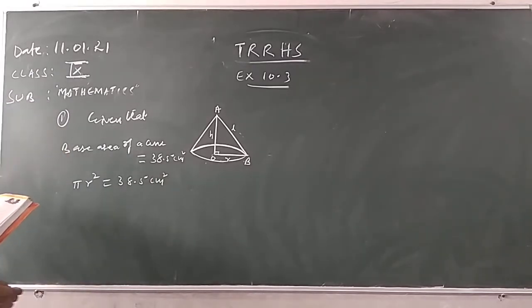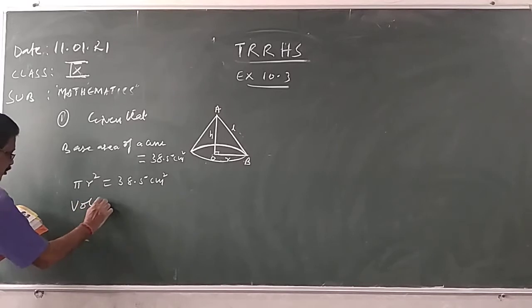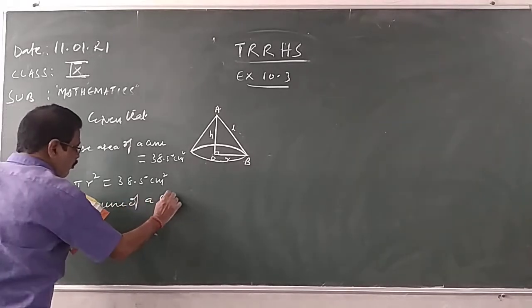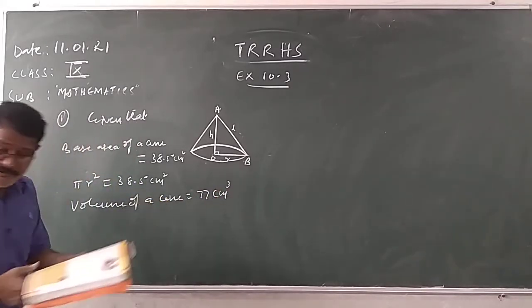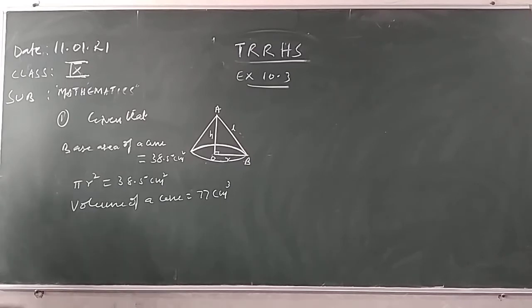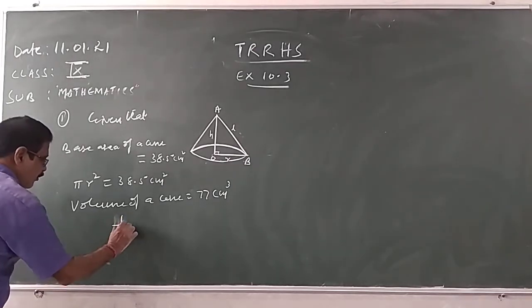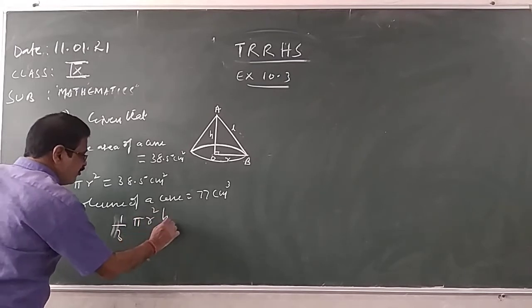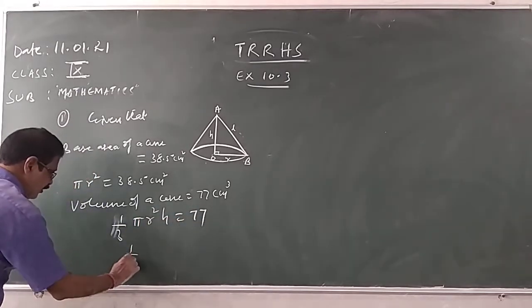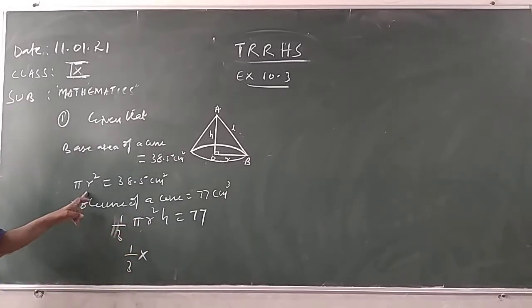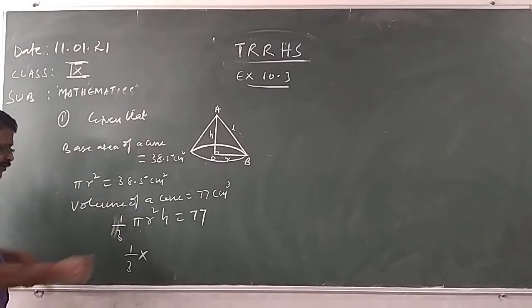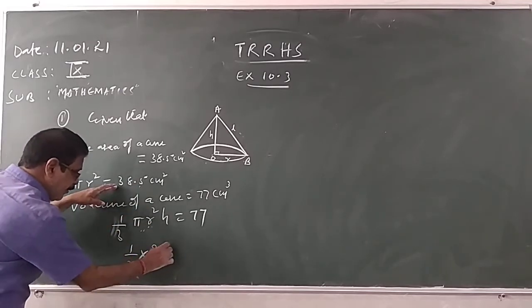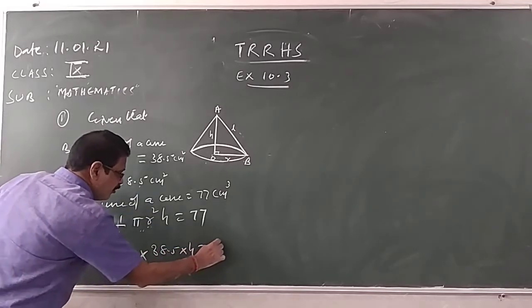Now the volume is also given. Volume of the cone is equal to 77 cubic centimeters. We need the height. The volume of cone formula is what? Volume of cone, 1/3 pi r square h, is equal to 77. Pi r square means the area of the base, which is given here. So instead of pi r square, write 38.5 into h is equal to 77.